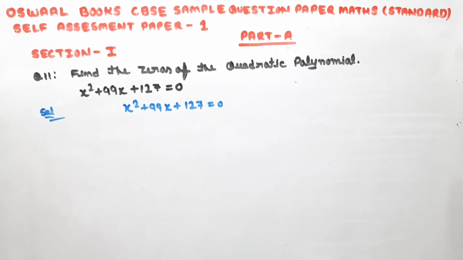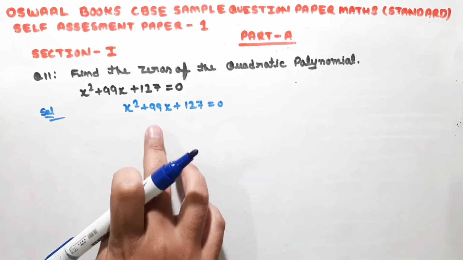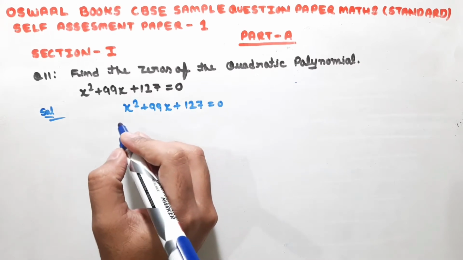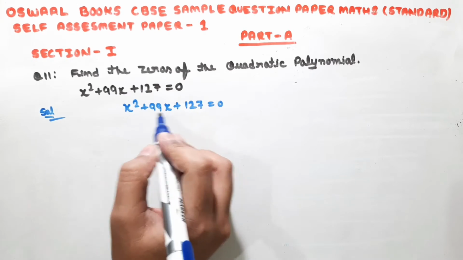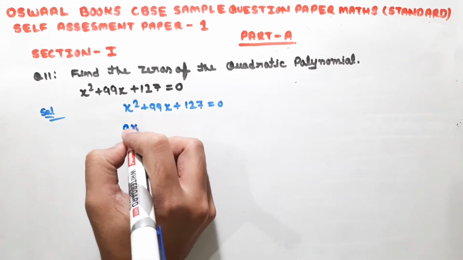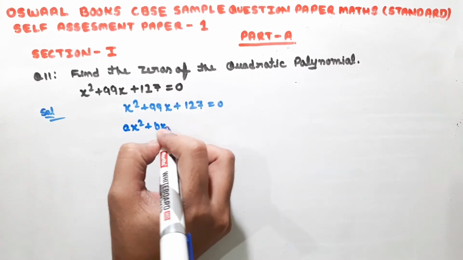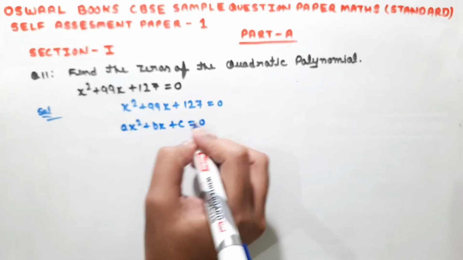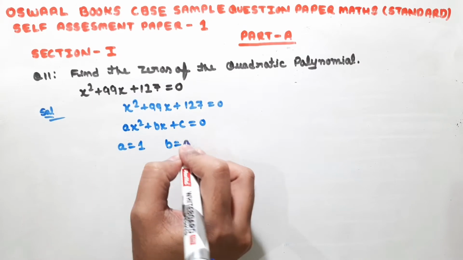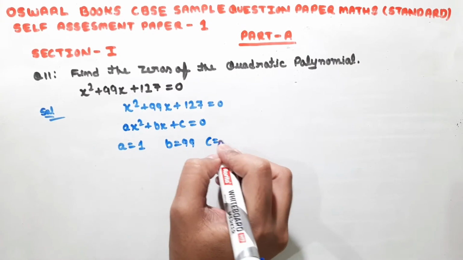So in this quadratic polynomial, it is not possible to split the middle term. So we will solve this by the quadratic formula. Firstly, we will compare this quadratic polynomial with the standard form of a quadratic polynomial, that is ax square plus bx plus c equals 0. So from here a will be equal to 1, b will be equal to 99 and c will be equal to 127.